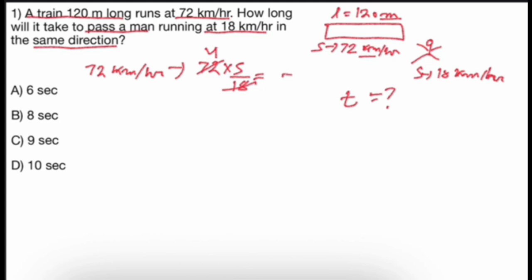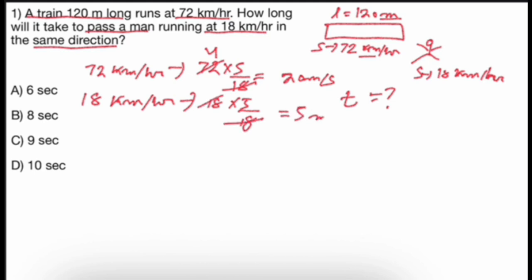We cut this, it will be 4, so this will be 20 meter per second. The speed of the man is 18 kilometer per hour, this will be 18 into 5 by 18, so we cut this, it will be 5 meter per second. So we have done converting that. Now, as I said in the concept, if there are two speeds, here the speed of the train and the speed of the man, we have to take the relative speed, and since the train and the man are traveling in the same direction, the relative speed will be 20 minus 5, that is 15 meter per second.